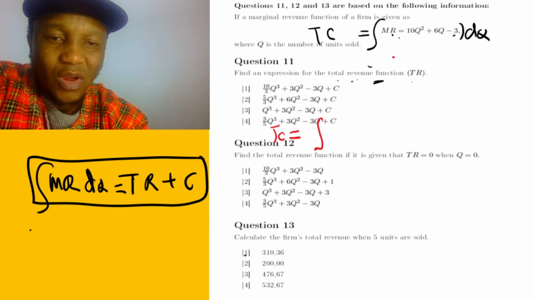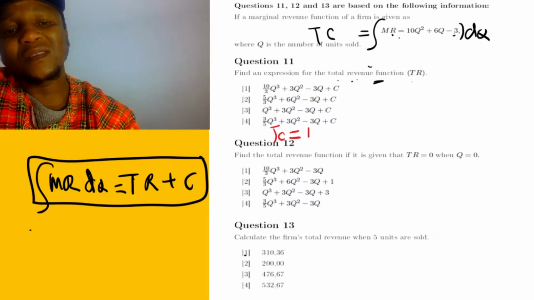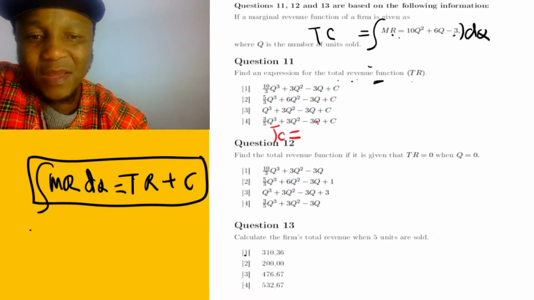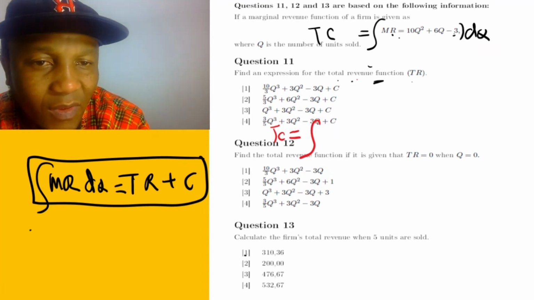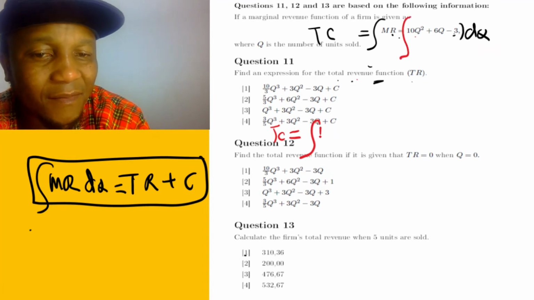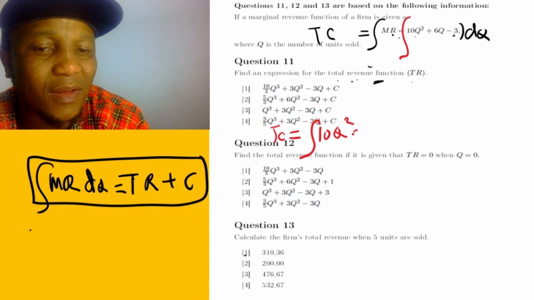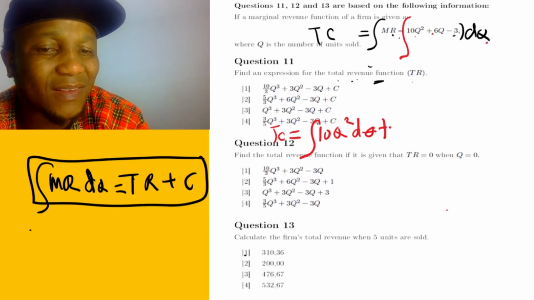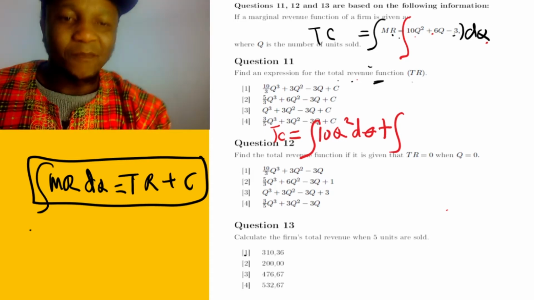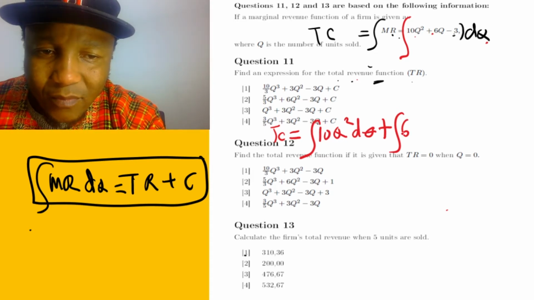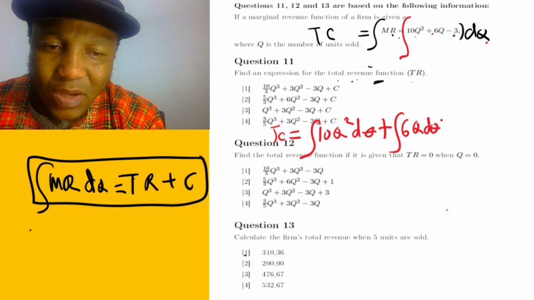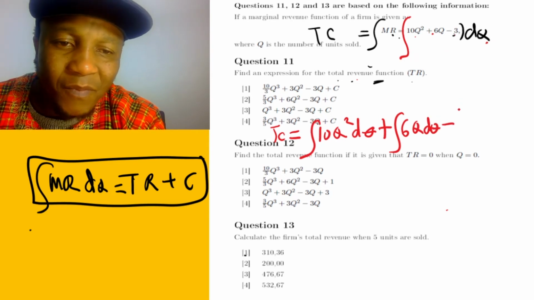Say the integral of 10, but 10 is a constant, so it goes to the front. Let me write it step by step so you can understand. So it is the integral of 10q squared dq, plus the integral of 6q dq, and the last one is minus, so minus what?